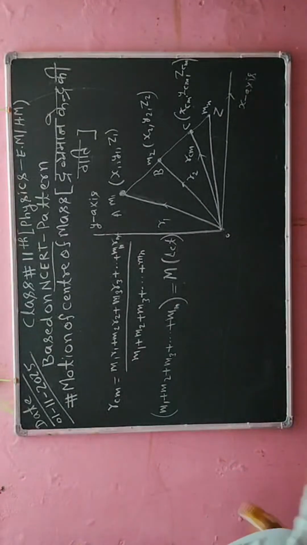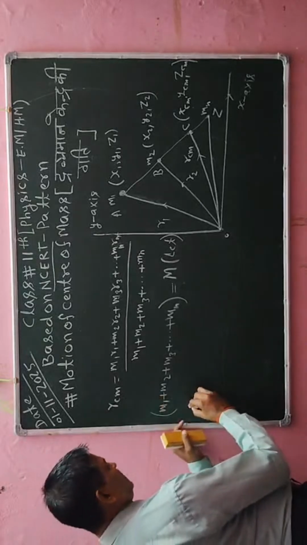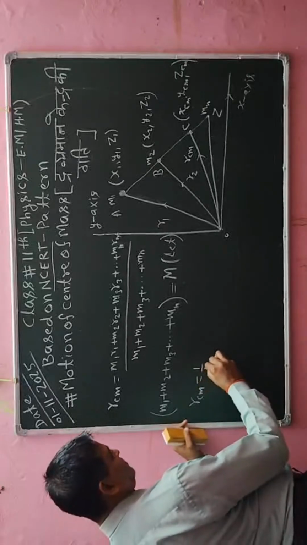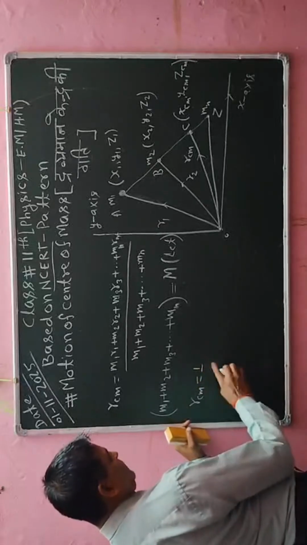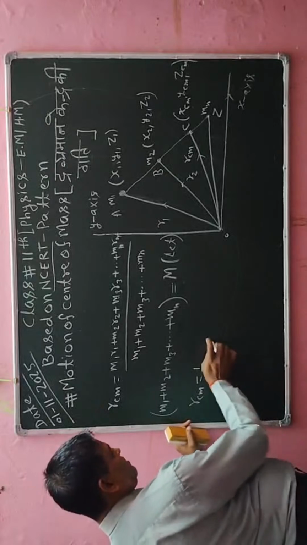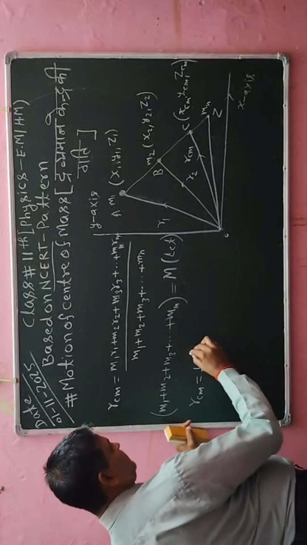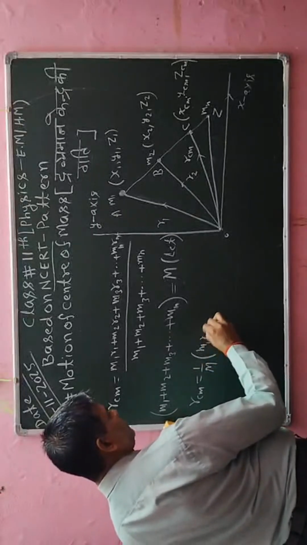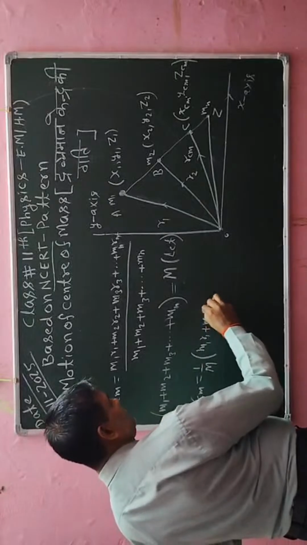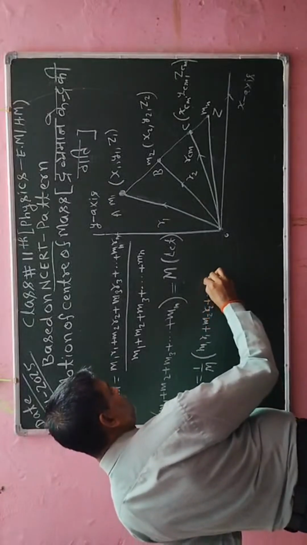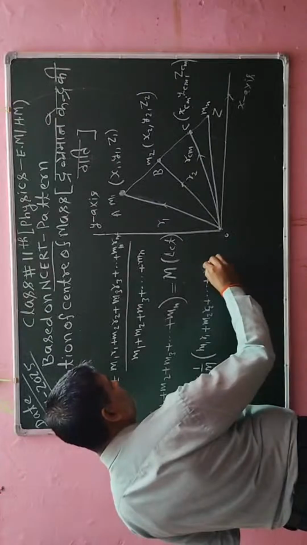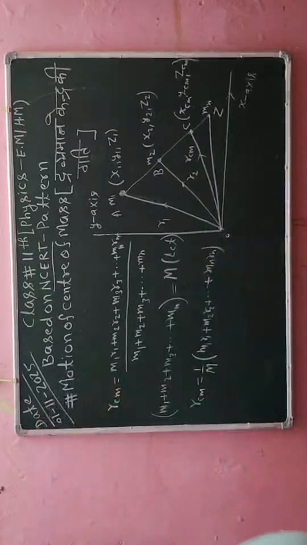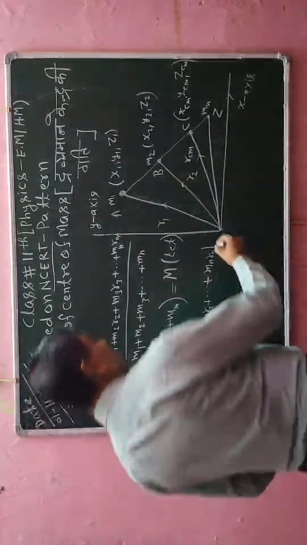So after using this, I can put here RCM equal to 1 divided by capital M, in the bracket m1 into r1 plus m2 into r2 plus, and so on, mn into rn. Now I will say this is equation number 1.